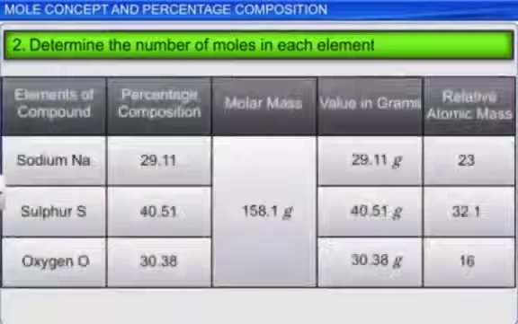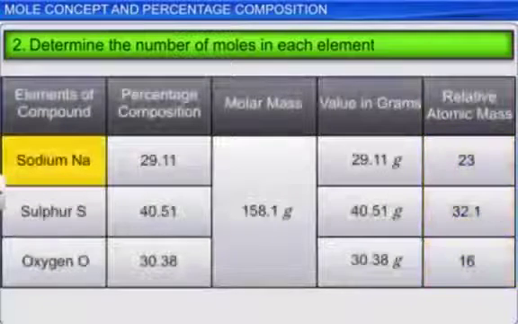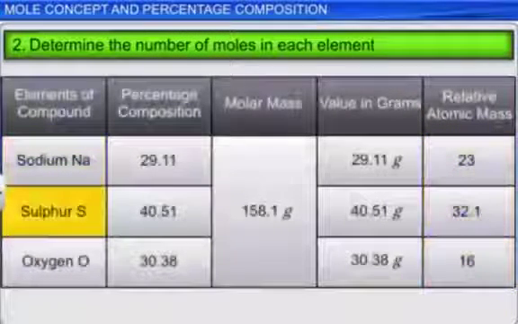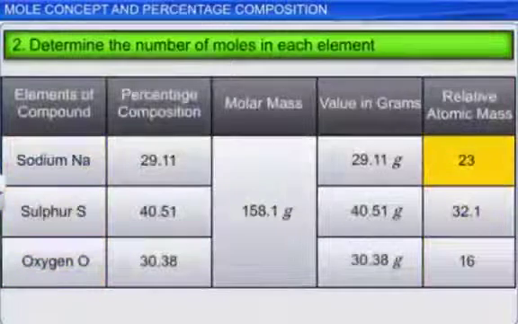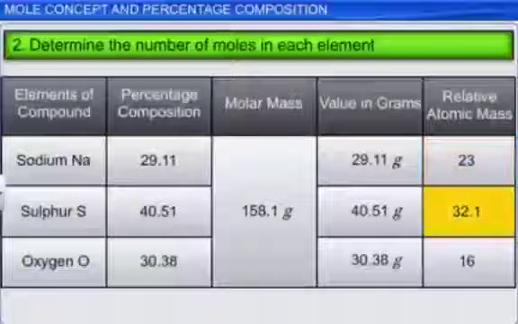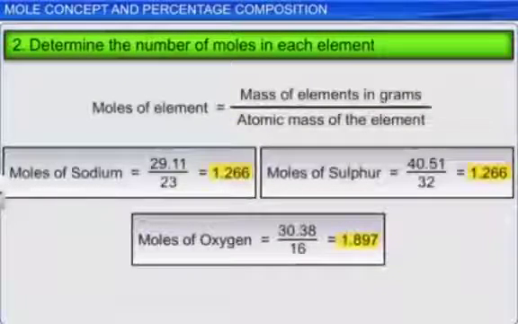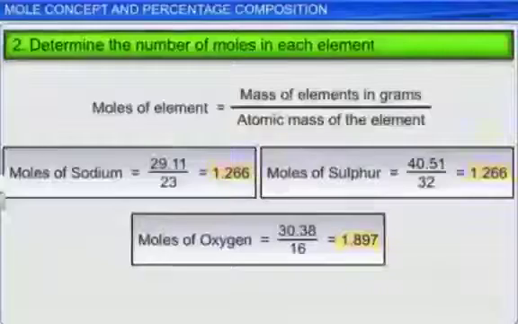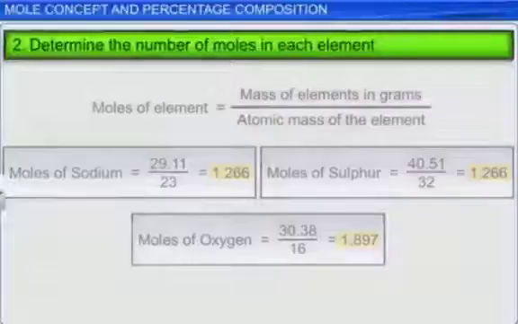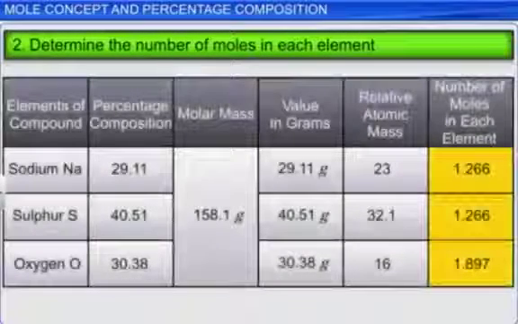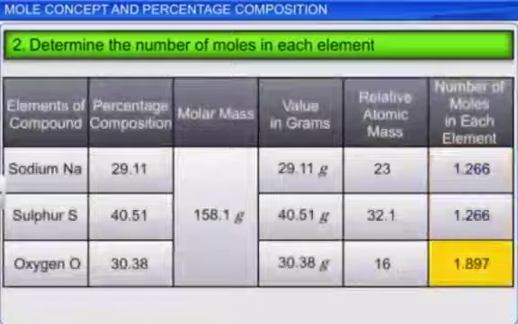The atomic masses of various elements can be identified from the periodic table. Therefore, the relative atomic mass of sodium, sulfur, and oxygen are 23, 32.1, and 16 respectively. On substituting the values in the equation, we get the number of moles for each element as 1.266, 1.266 and 1.897.